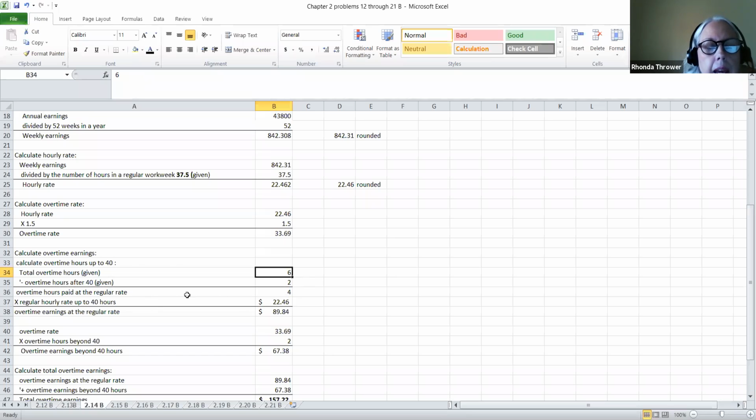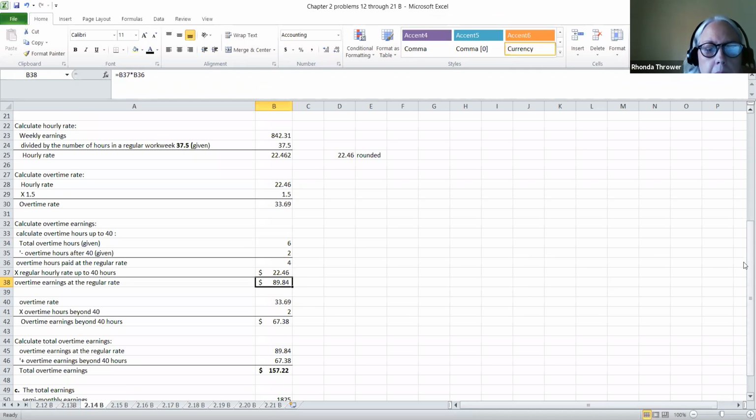So since they had total overtime hours of 6, 2 of those were after 40, so she'd get paid time and a half for those 2 hours. The remaining 4 hours are at the regular rate. So 4 times 22.46 gives you the overtime earnings at the regular rate.